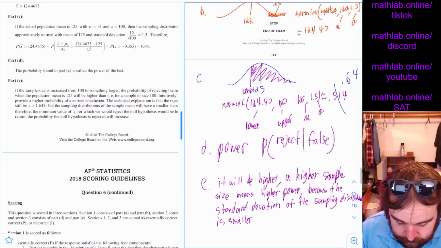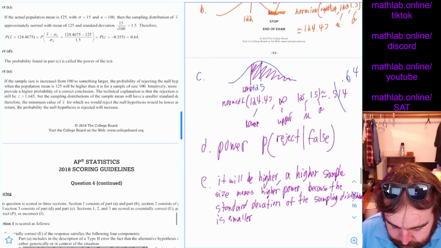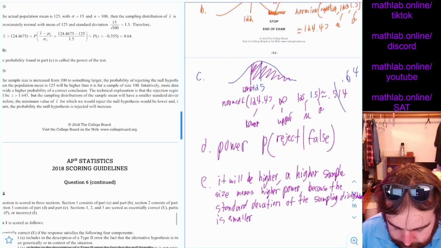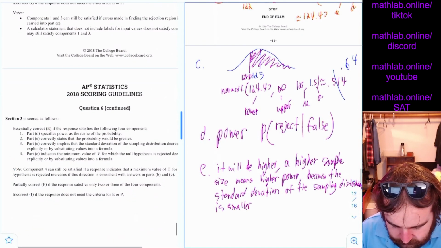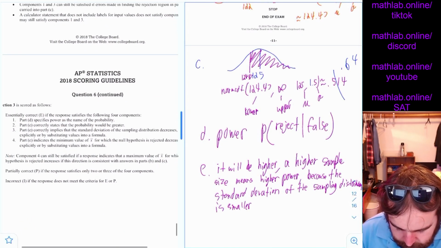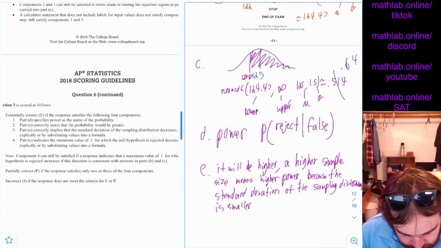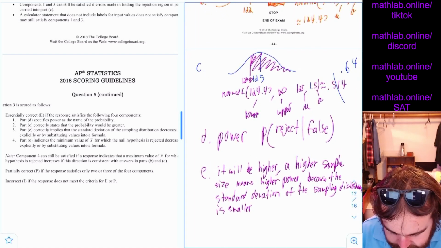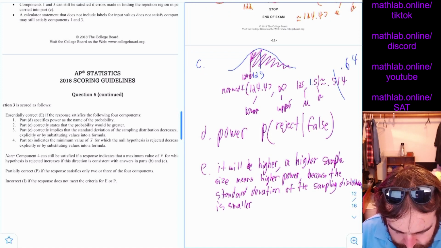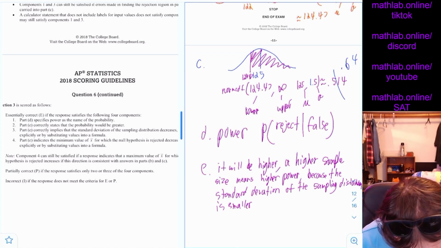D is just power. Yeah. The probability of rejecting the null hypothesis will be higher. Yeah. It'll be higher. Higher sample size means a higher power. Let's just read what they have to say down here. The name is the power. Correctly states the probability would be greater. Correctly implies the standard deviation decreases. Ooh, I very specifically said that. Indicates the minimum value for which the null hypothesis is rejected decreases.